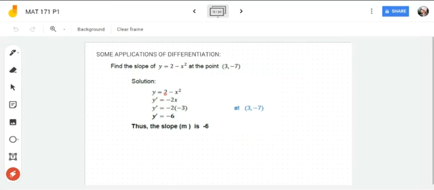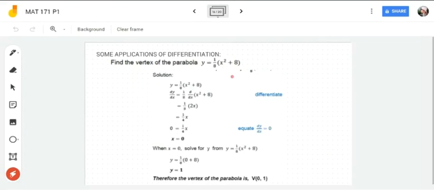Okay, so if your function is 2 minus x squared, the first derivative is the derivative of the constant, which is 0, and by the power rule it becomes negative 2x. So your first derivative is negative 2x, and then we substitute the value of x. We have 3, so negative 2 multiplied by 3, that is negative 6. So the slope of your function is negative 6. Okay, more of the application.